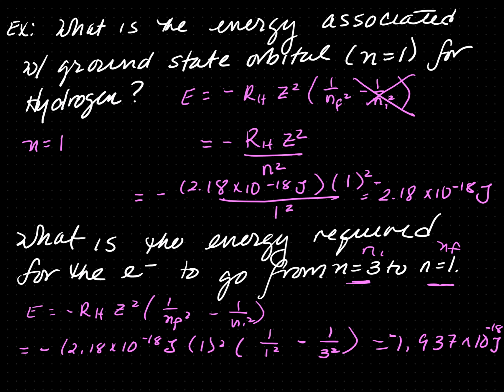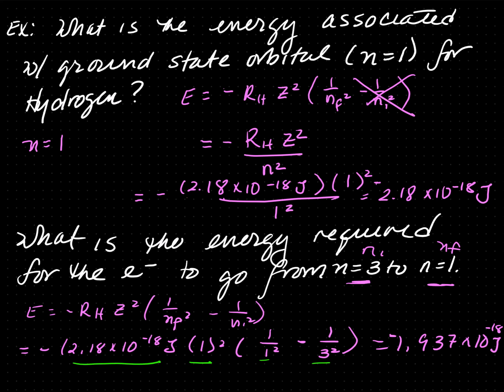For these problems, just carry a few digits after the decimal. You really can't do sig figs because Rydberg's constant is a constant. Z, which is atomic number, is usually a whole number, and the energy levels are usually 1 digit. So just carry a few digits.